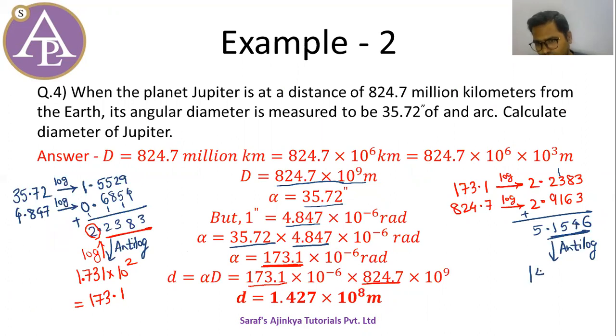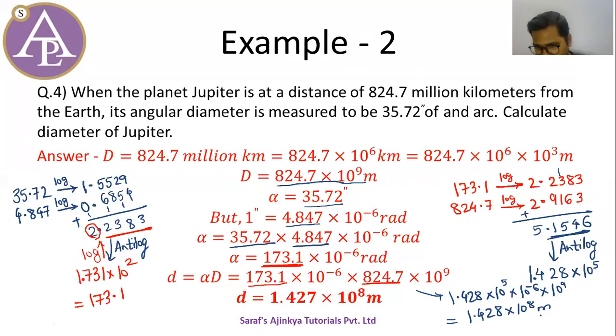So 1428, 10 to the power 5, and this will be 1 point. So this step should become 1.428 10 to the power 5. Apart from that, there is 10 to the power minus 6 and there is 10 to the power 9. So this will be 14. So the answer is 1.428 into 10 to the power 8 meter. Correct. So this is the answer.